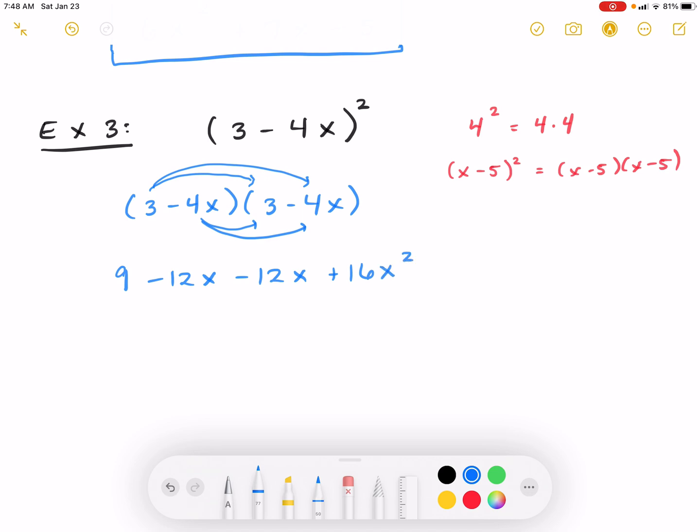Okay, so let's go ahead and combine like terms, and I notice first that I have a 16x squared. This -12x and -12x is going to make -24x, right?